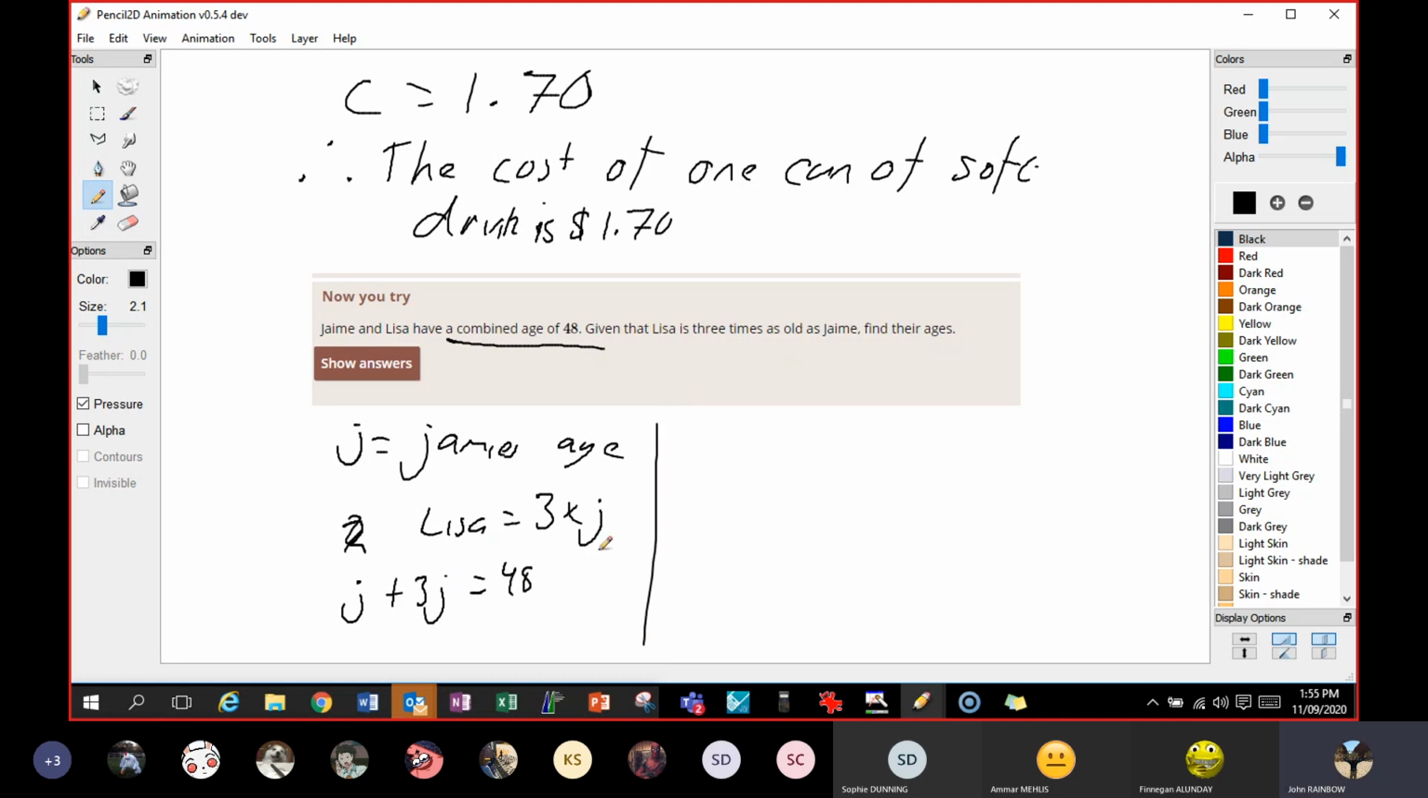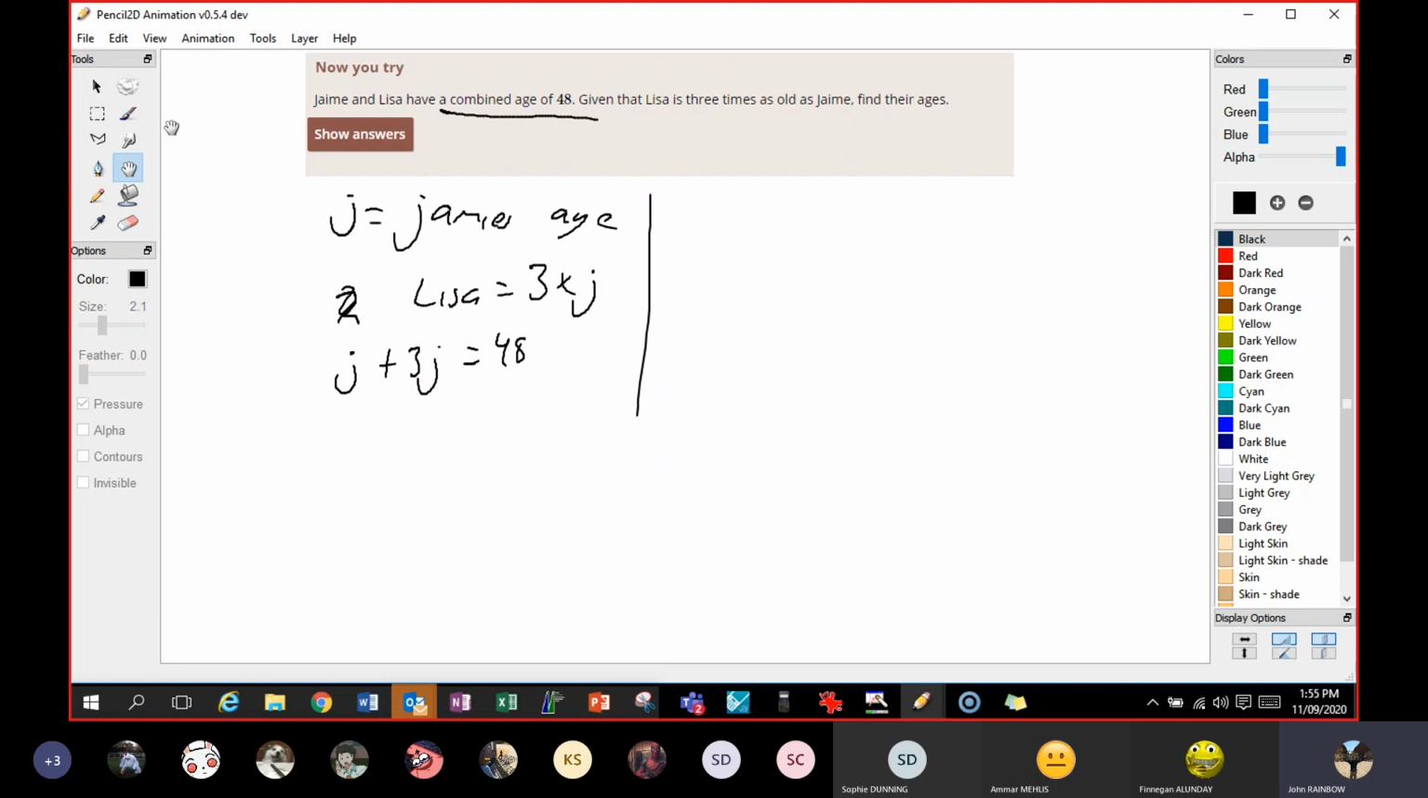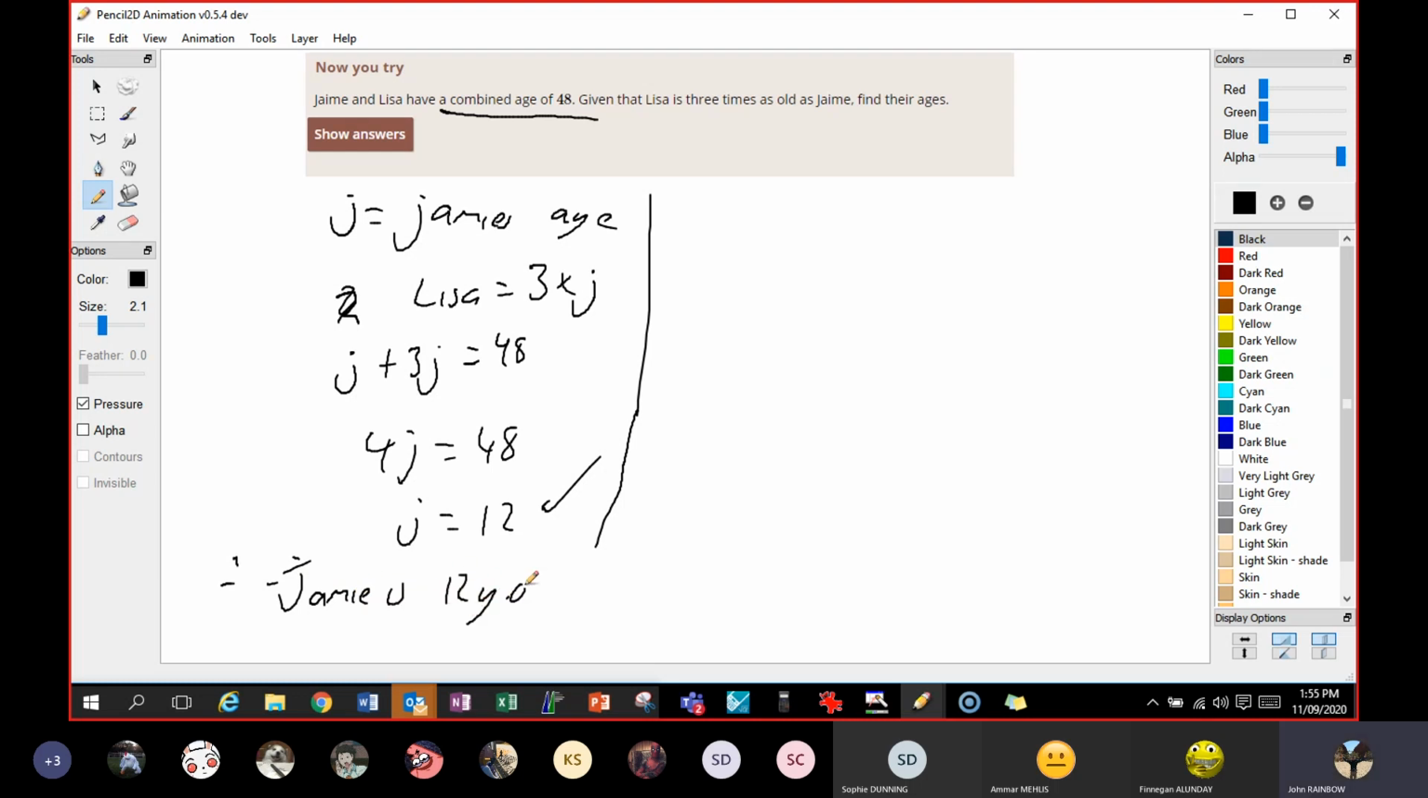Now I can solve that. That's going to be 4J equals 48. I can divide by 4. J is 12. Let's see if that makes sense. If she's 12, and then 3 times 12 would be 36. 12 plus 36 is 48. Hey, that's correct. And then we write, therefore, find their ages. Jamie is 12 years old, I'm just going to write in shorthand, and Lisa is 36 years old.